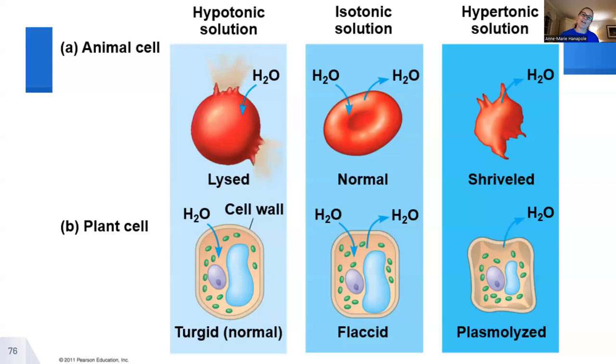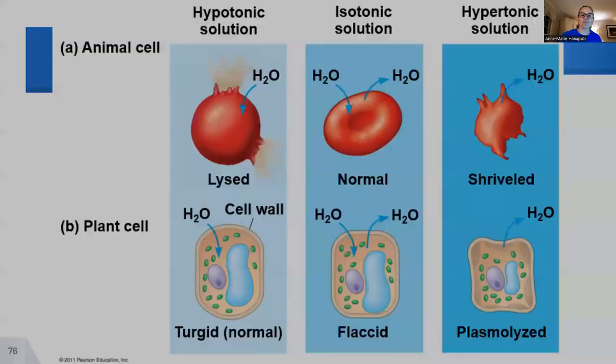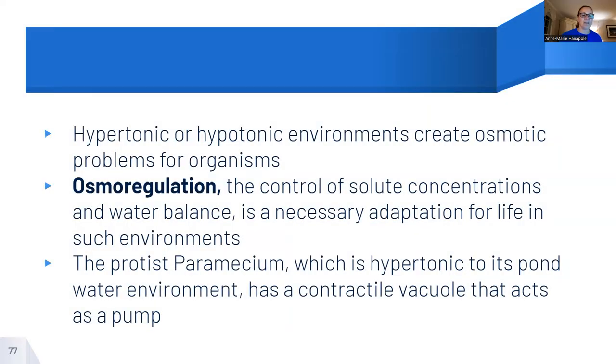Okay, so those are your hypotonic, hypertonic, and isotonic solutions. Osmoregulation is the ability of organisms to control the solute concentration and water balance. And so organisms that live in aquatic ecosystems need to be able to maintain that osmoregulation. They need to maintain their water balance inside the cell.